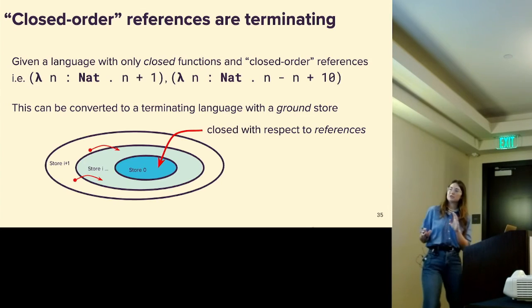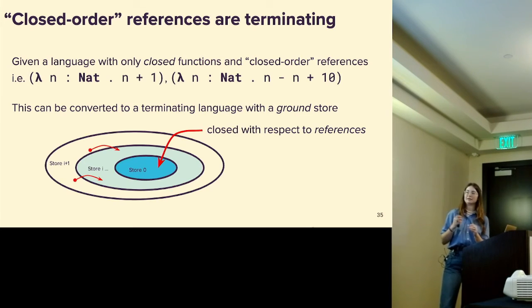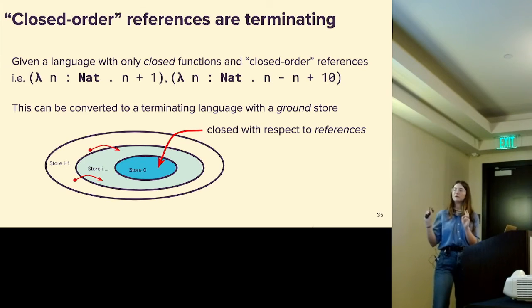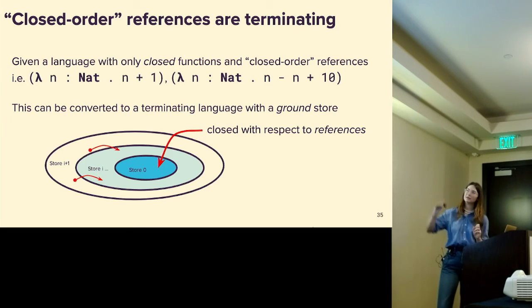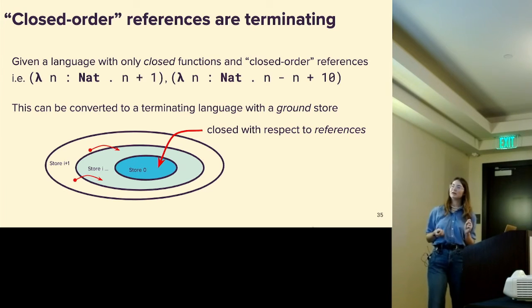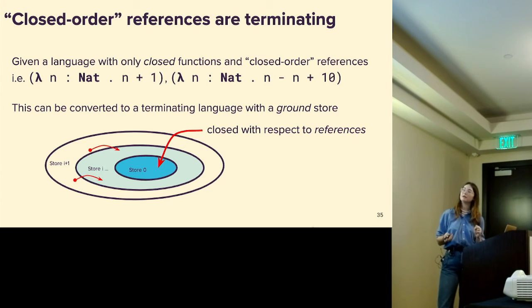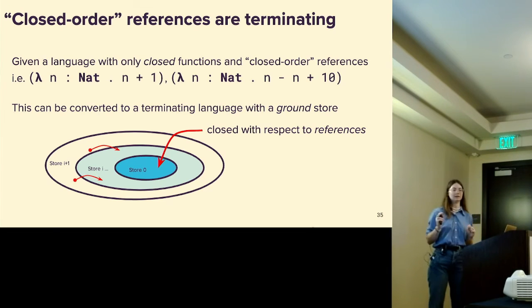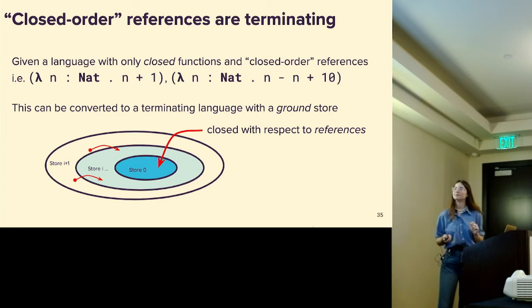And so the relation to our store 0 proof is the idea that store 0 here is going to be closed with respect to references. And so this closed order reference proof might come in handy for showing that store 0 is terminating. Okay, so let's go into the proof for closed functions and these closed order references.